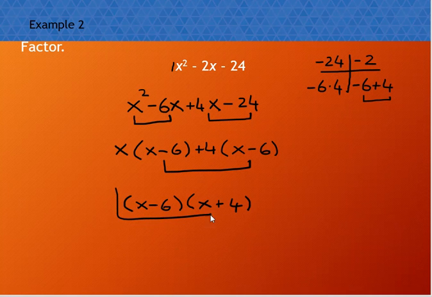Once again, if you want to double check that your factoring is correct, you just use the FOIL method, FOIL those two binomials, and you're supposed to get the original expression. If you don't, that means that you made a mistake.